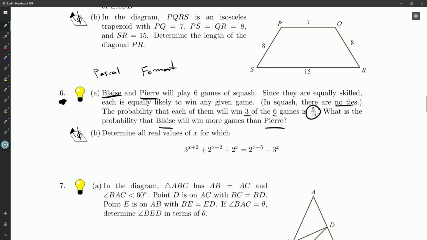Okay. So we've got 6 games of squash. The probability each of them wins 3 of the 6 games is 5/16. Now, they're equally skilled, so it's really just a probability of 1/2 that Blaise wins a game, and 1/2 that Pierre wins a given game, right? Now, there's a couple ways we could do this question, and since it's a light bulb, we may wish to focus on the shortest way. Since Blaise and Pierre are equally likely to win any given game, there's a symmetry argument that could be made.